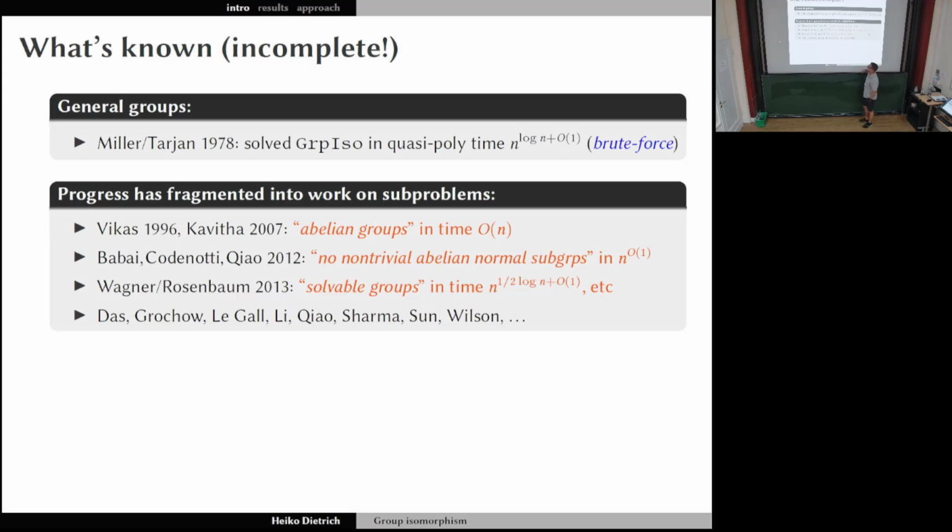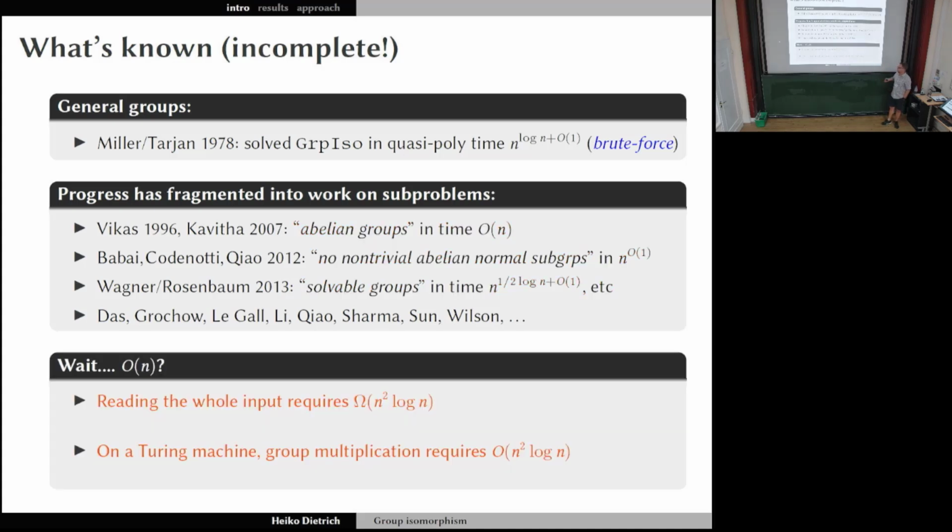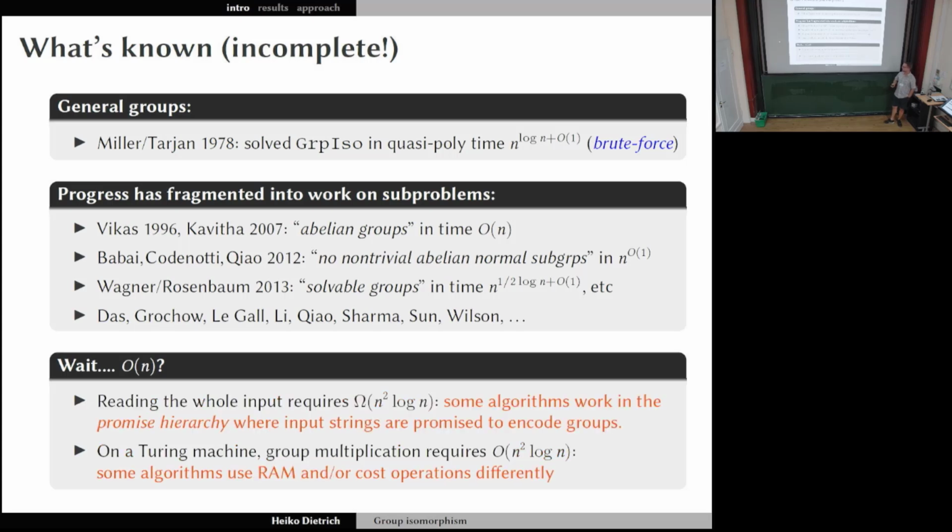What I do want to point out is, however, that you look at these complexities and you see, aha, a billion groups can be done in time O of n. Then you wonder maybe, how is this possible? Reading the whole input does require you to do n squared log n, and even doing a multiplication on a Turing machine does require n squared log n. So what's the secret here? Well, some papers use different computational models. Some use the promise hierarchy where you might not have to read the whole input. You are promised that you have a group. Sometimes they use the random access model where they just cost a constant cost for memory access and group operations and things like that. So it's just highlighting that when you pick up a paper and check a complexity result, you have to be really careful what model they use. There might be different assumptions.